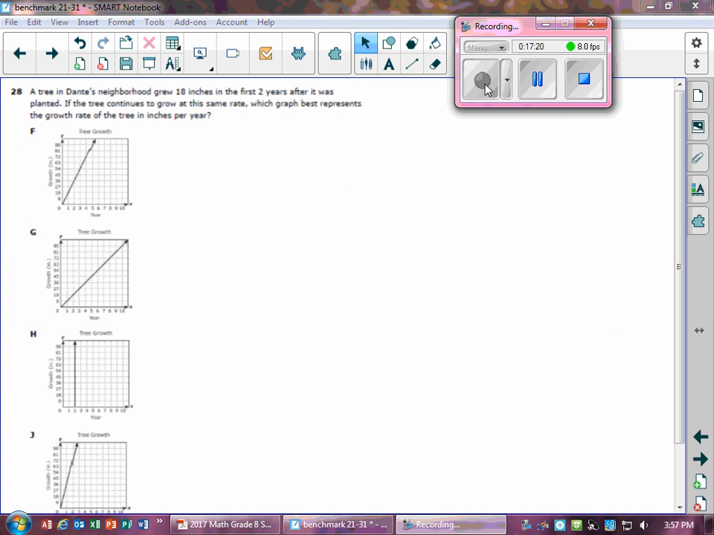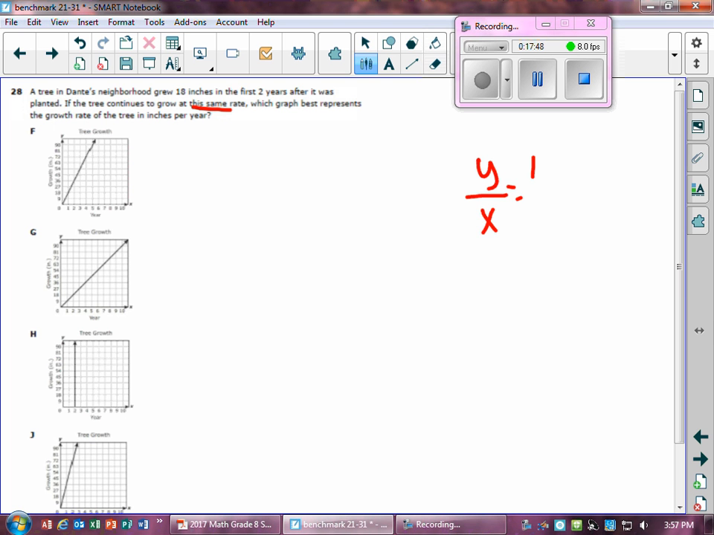Alright, 28. A tree in Dante's neighborhood grew 18 inches in the first 2 years after it was planted. If the tree continues to grow at the same rate, which graph best represents the growth rate of the tree in inches per year? That tells me same rate, that's saying a slope, okay? It's saying it's growing 18 inches in 2 years. So that's my change in y over my change in x, which is 18 over 2.